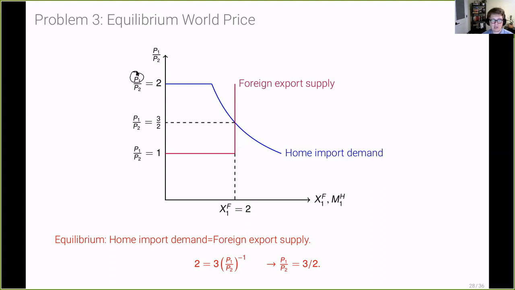And the reason is it's much easier to graph if the relative price of the good that we're examining is in the numerator. Okay. Thank you. Yeah, no worries.